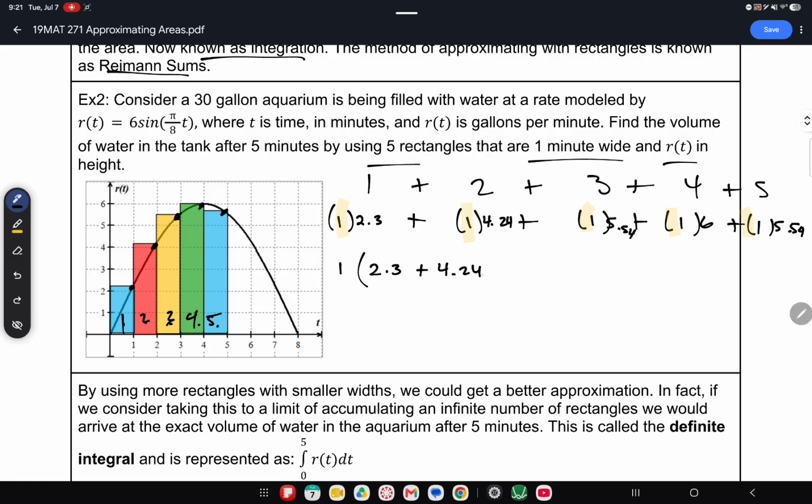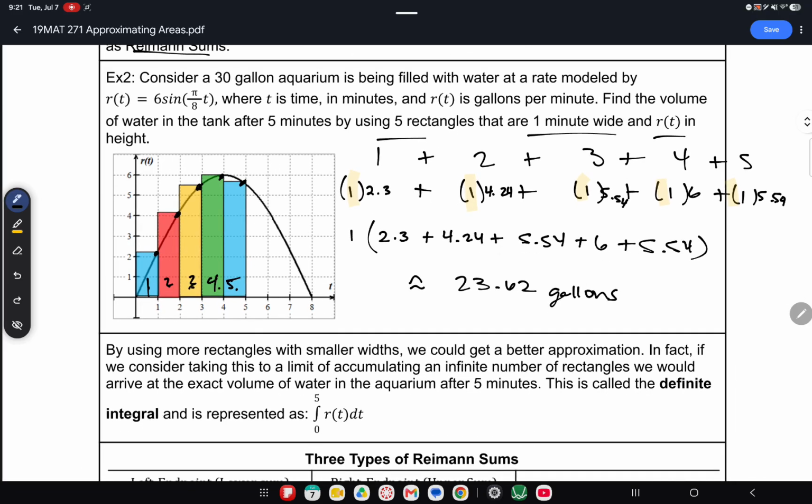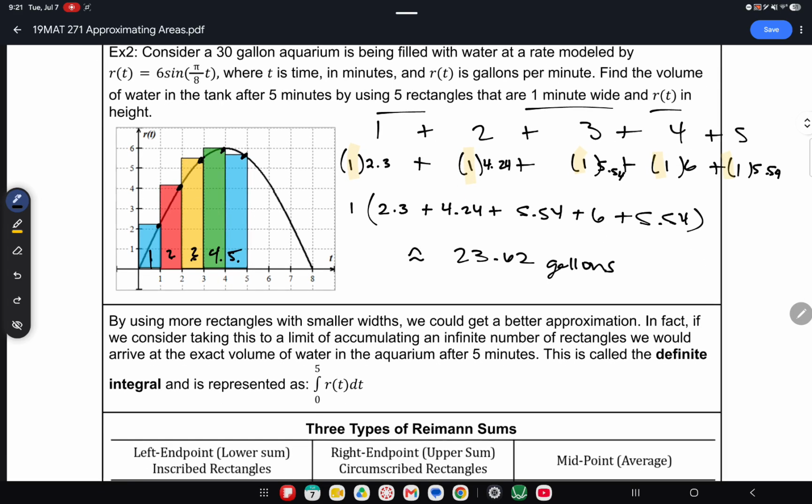So 2.3, 4.24, 5.54, 6, and another 5.54. So if I add all those up, I get about 23.62. And this would be in gallons. That's how much we have. It's just in cubic gallons because it's in volume, but all right.